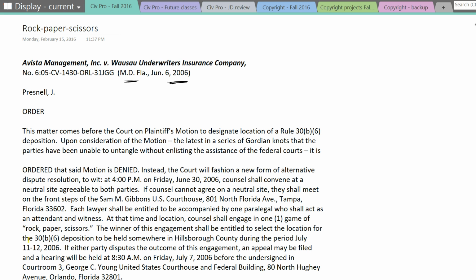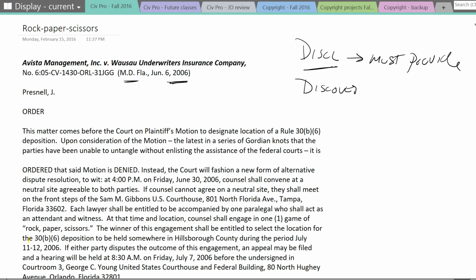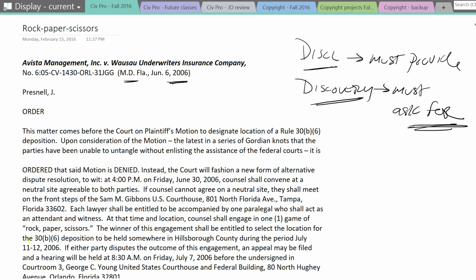Now, discovery and disclosure is, of course, how each side gets information from the other side. The difference between disclosure and discovery is disclosure is automatic. You have to provide it to the other side, even if you're not asked. Discovery is something you have to ask for. Well, in both cases, these things are oftentimes disputed by the parties. There's oftentimes a dispute about how much has to be produced, whether something must be produced, or if it's not, why wasn't it produced, and so on and so forth.